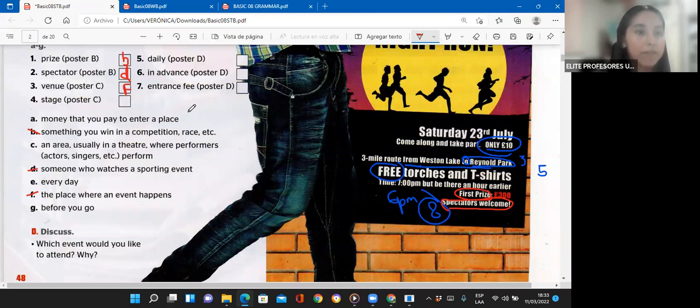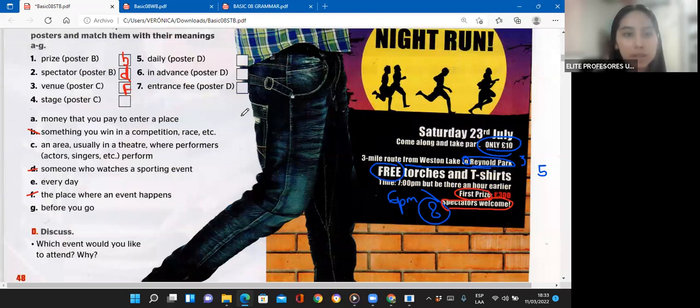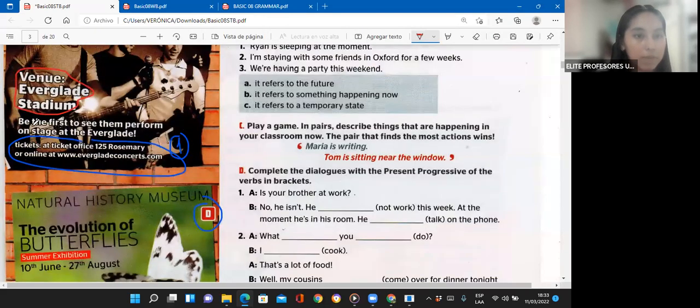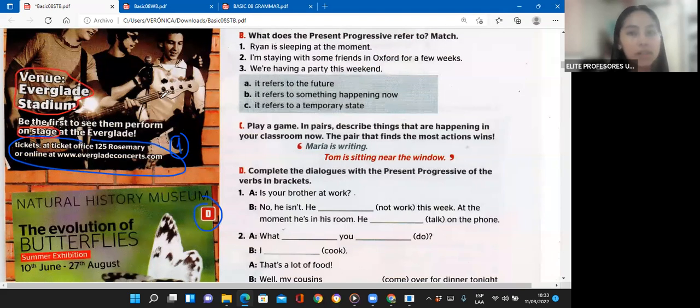All right. Four, stage. Poster C. Stage, stage. Okay, be the first to see them perform on stage.